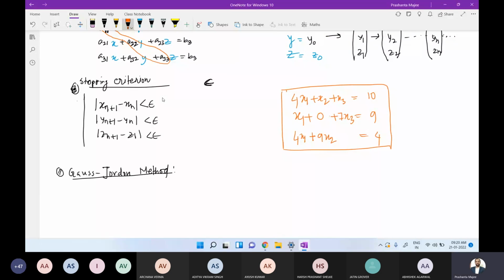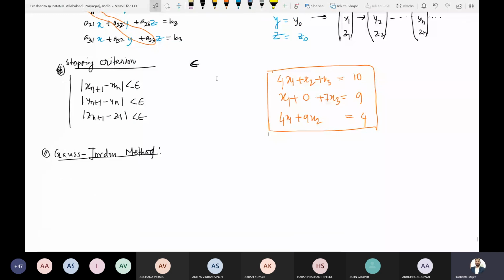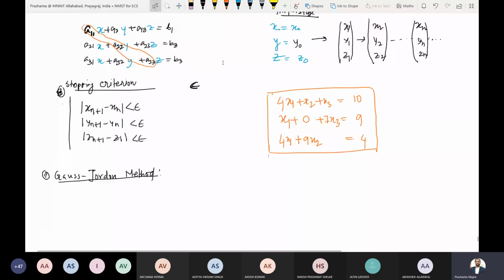So what you do, you assume that Aii is not equal to 0. I am creating the scheme for that arbitrary three equations with three unknowns. So assume Aii, the diagonal entries of the coefficient matrix, are all non-zero. If the diagonal entries of coefficient matrix are 0, then what you have to do?